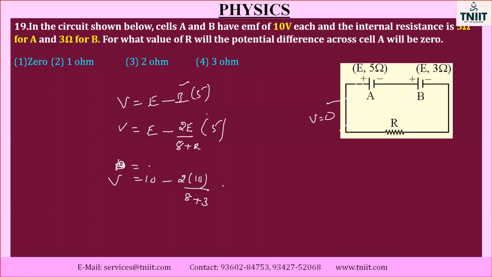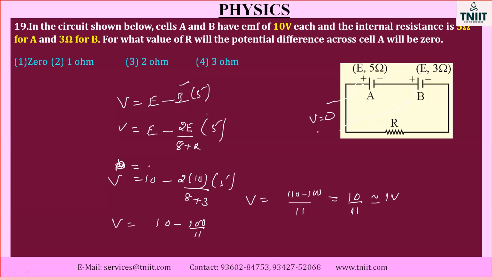R value is 3 into 5. So simplify this. 5 into 2, 10. 10 into 10 will be 100 by 8 plus 3 will be 11. So V will be 10 into 11 is 110 minus 100. 110 minus 100 will be 10 by 11. 10 by 11 is close to what? 1 volt.